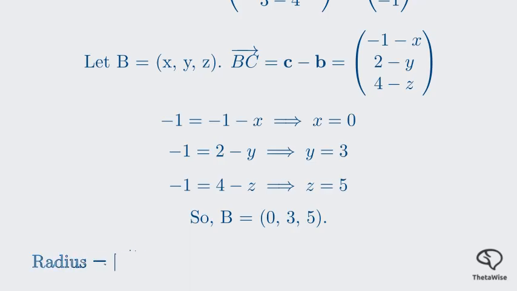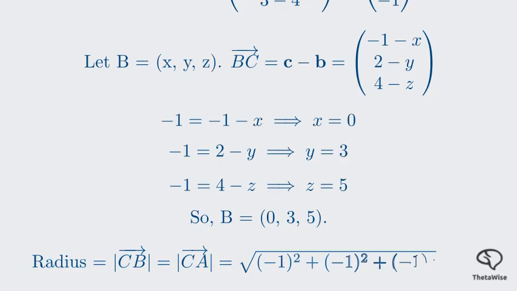The radius is the magnitude of the vector CB. CB is (-1, 1, 1). Its magnitude is the square root of 3.